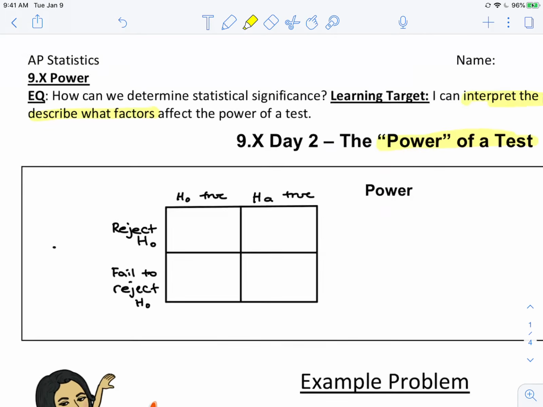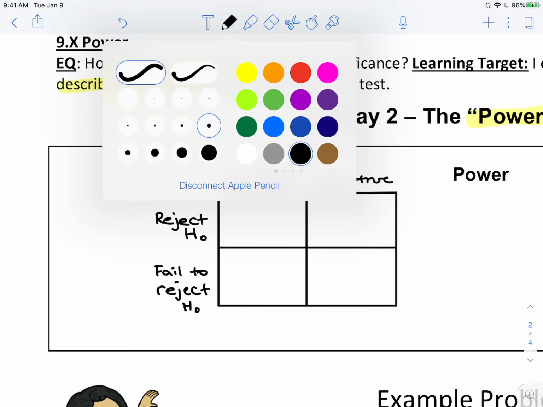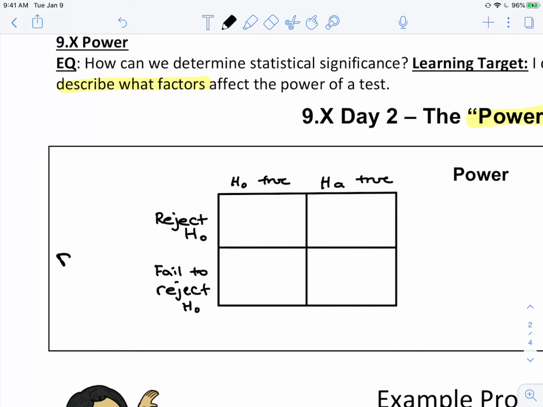So let's do a quick review of what I call the truth tables for significance tests that tell us the errors. This is a little bit of review from yesterday. So your decisions are over here. You only have two decisions in a hypothesis test. You can either reject the null or fail to reject the null.